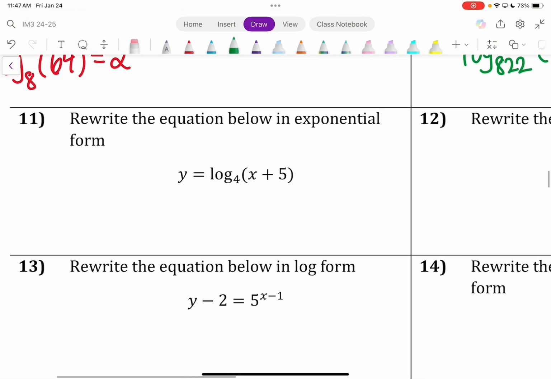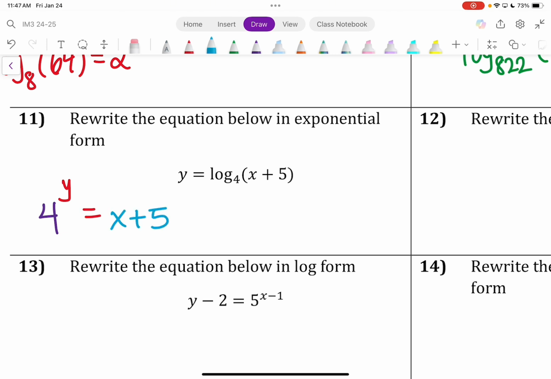All right, next one. Switching from log form to exponential form. Let me ask you the following. Hassan, what is the base? In y equals log base 4 of x plus 5, what is the base? 4. All right, good. What is my exponent? Santiago, what is my exponent? 4 is the base, so it's either y or x plus 5 that is my exponent. Y. 4 to the y equals x plus 5.